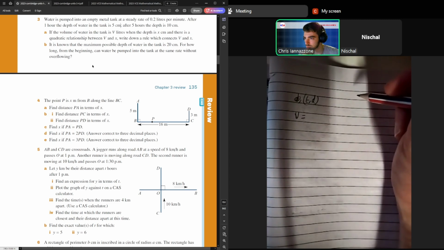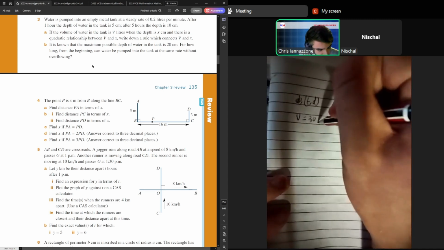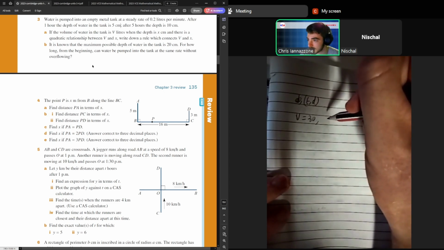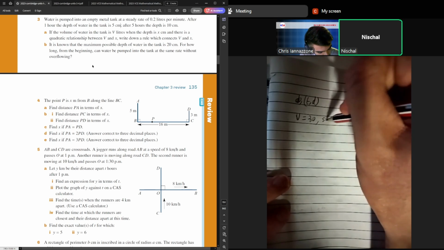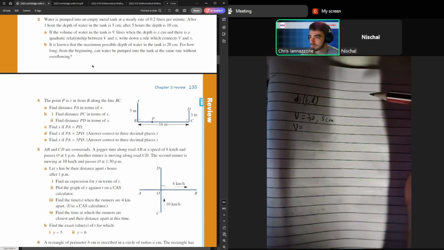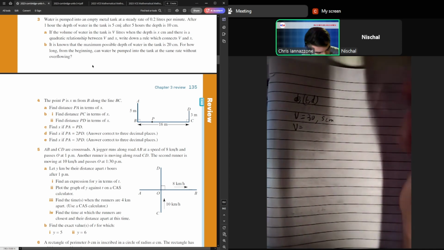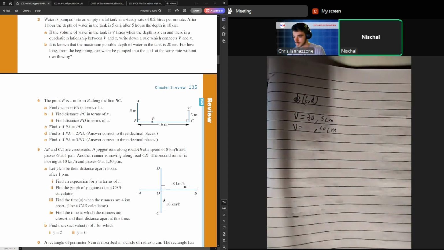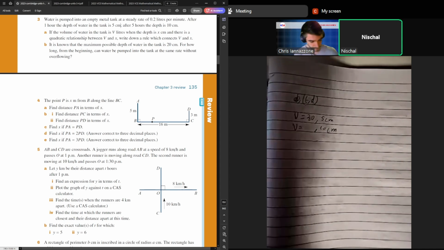So I guess first things first, we'll get that information down. So volume was 30, and that occurs when depth is 5 centimeters. And then you can do a very similar thing for the second bit. After 5 hours, depth is 10 centimeters. So for 10 centimeters, 0.2 times 300, which becomes 60 liters.